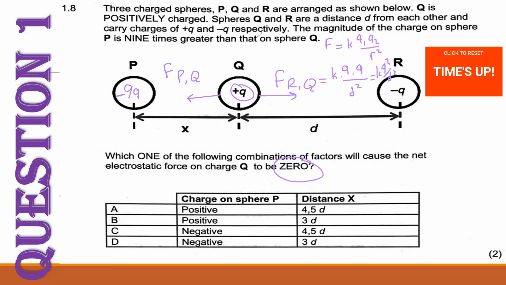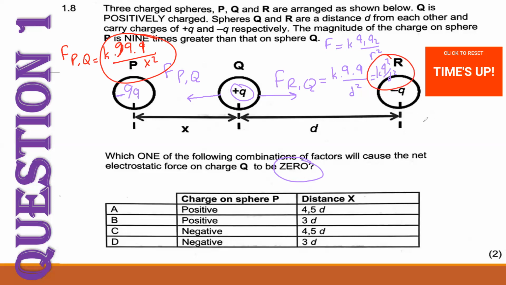Same thing here, I'm writing the formula for FPQ. FPQ is equal to K times the charge of P, which is 9Q, times the charge of Q, which is Q, over X square. So we know these two are equal.